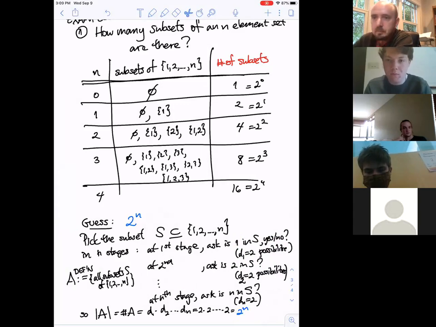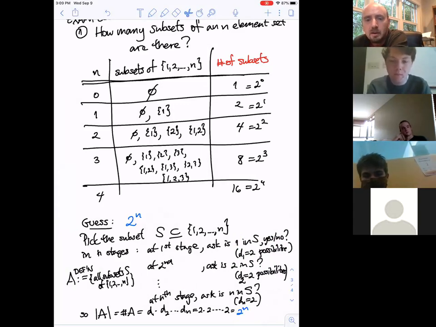Okay. Is everybody good with our first example of this product principle? We'll do some more interesting ones. This one was really easy, and there are many ways to think about it, but I just want to get straight what I meant by this D1, D2, and the product, and so on. Any questions before I keep going with more examples?